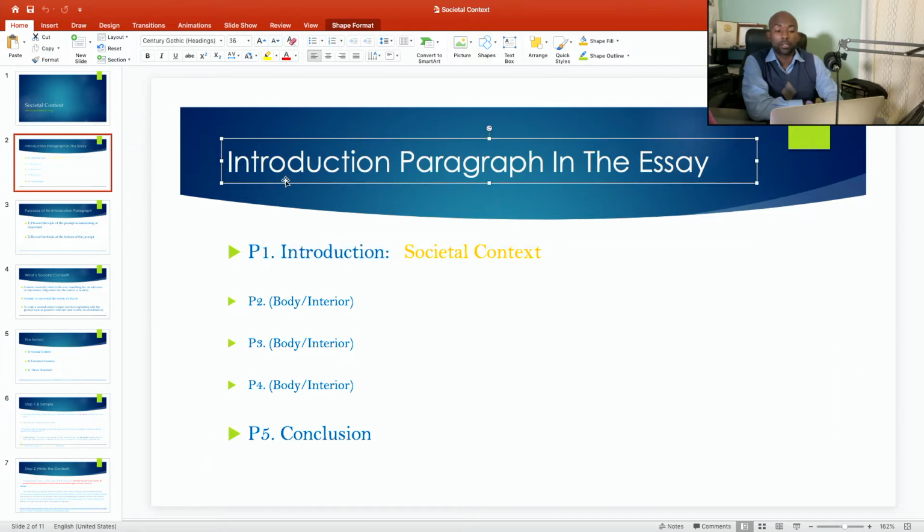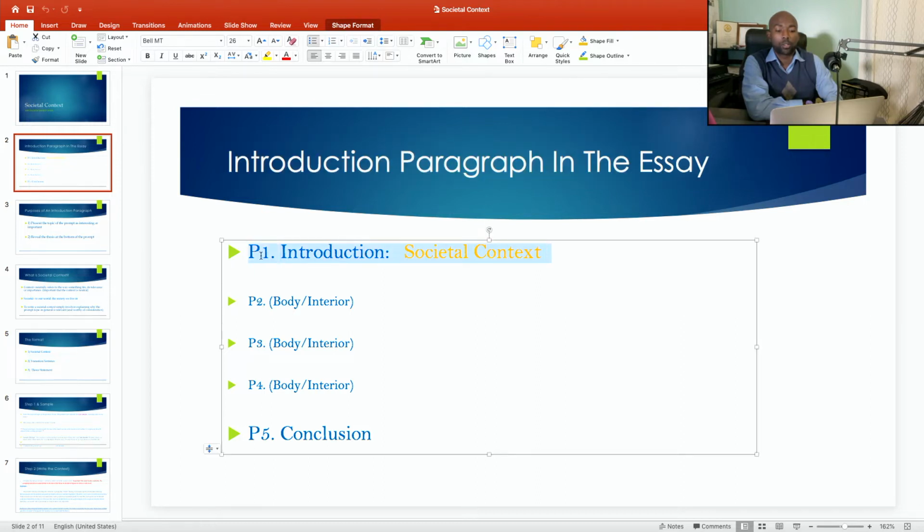And I like to make sure it's clear the position of the paragraph in the essay. Even though I'm talking about introduction paragraph, I like to explain where it goes in the grand scheme of the essay as a whole. So the persuasive essay includes an introduction paragraph, 3 body paragraphs, and a conclusion paragraph. And so when we say societal context, we're talking about an introduction paragraph. I want to make sure that is crystal clear. Okay.